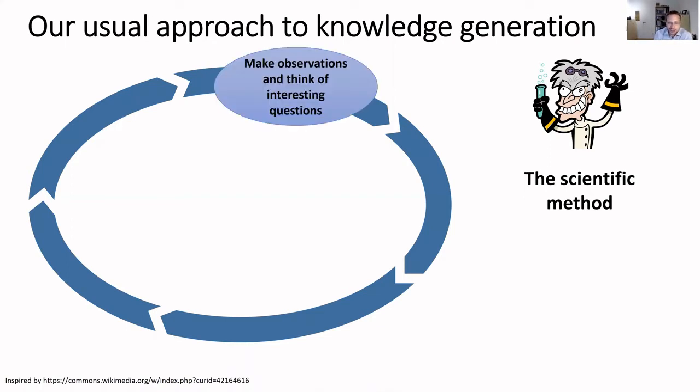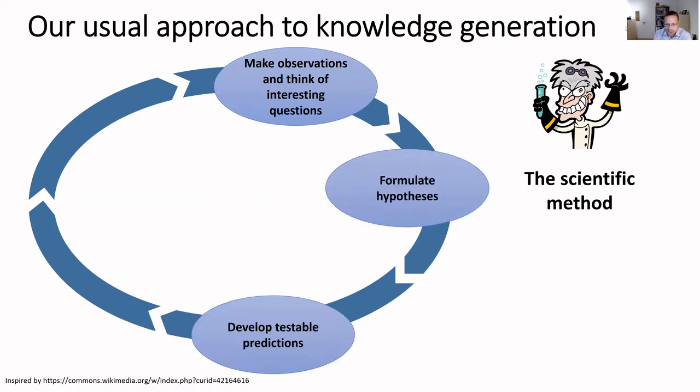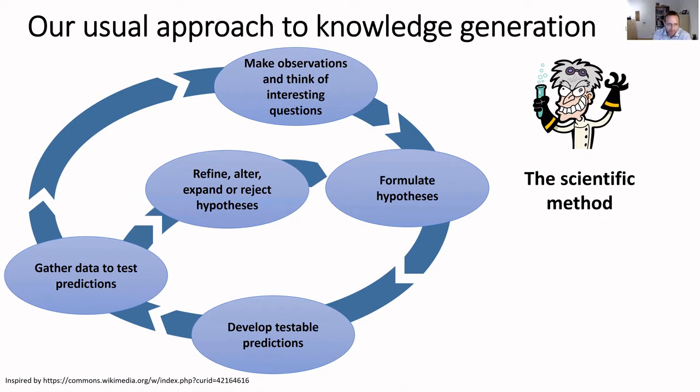So the way this usually works is a bit of a circular process. We make observations, we think of interesting questions, we formulate hypotheses, and then we develop predictions based on these hypotheses, and then we test them. And so we gather data to test the predictions, possibly we refine our hypotheses or alter, expand, reject, whatever, go through this cycle a few times and hopefully at some point develop a general theory, and then that leads to the next set of questions. And then basically we go through this cycle again.